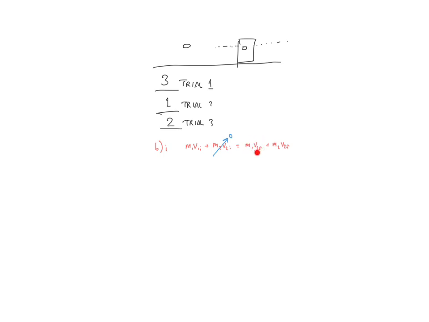This is the momentum of the bullet after the collision, and it's passed through the block. So that's not 0. This is the momentum of the block after the collision, and since the bullet has passed through it, it's caused the block to start moving slightly. And that's what you're trying to figure out for this. What is the value of V2F?